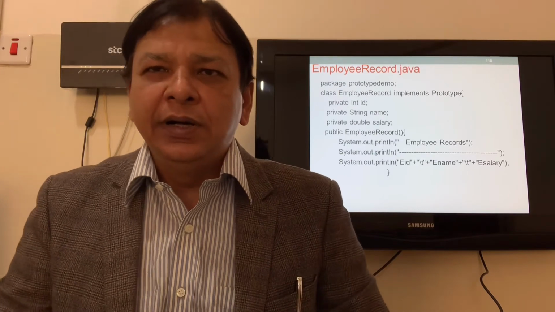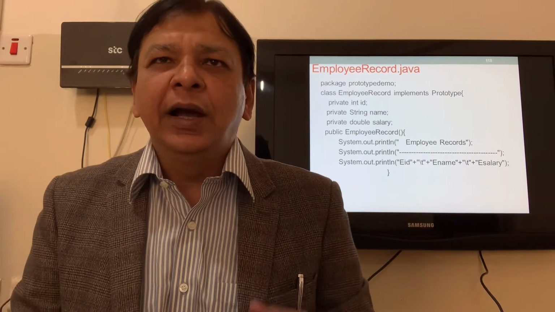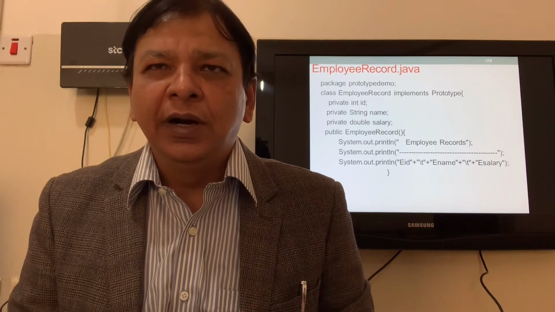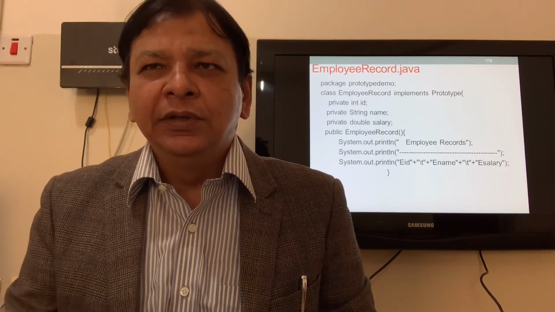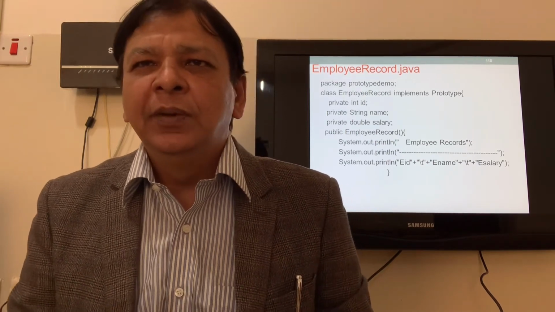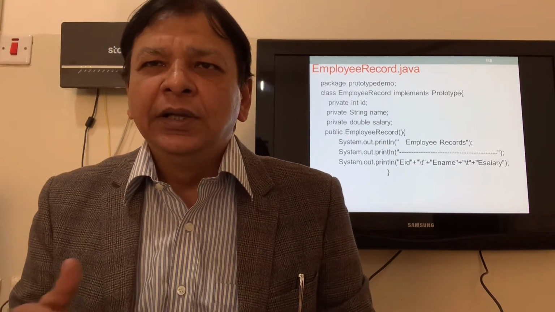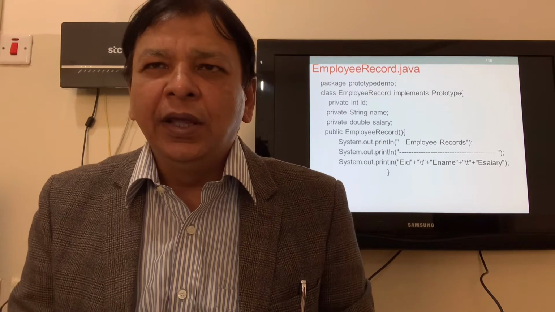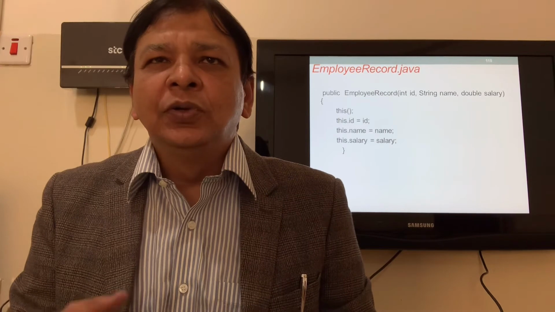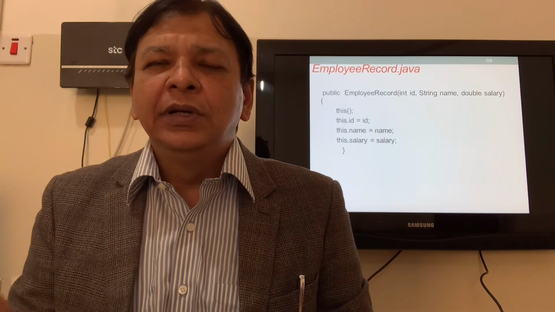And then employee record.java. Class employee record implements prototype interface, int ID, string name, double salary, the constructor employee record, system.out.print employee record, then system.out.print to show the separation between the header and the body, system.out.print employee ID, employee name, employee salary. Then this is the continuation of employee record. So now we have employee record overloading method, int ID, string name, double salary.